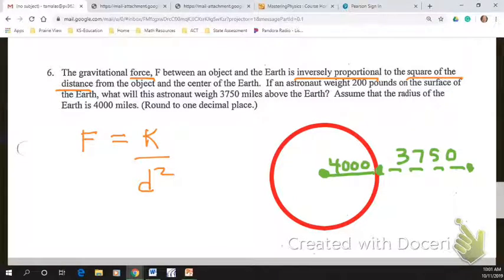Oh no. It's not letting me move my object. Okay, that's all right. I'll just rewrite that.